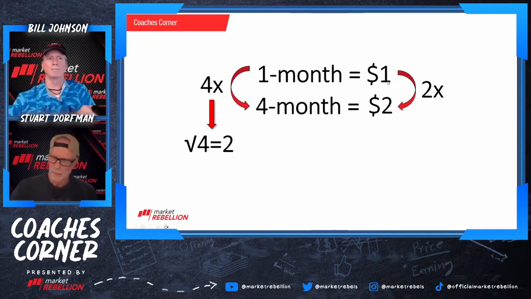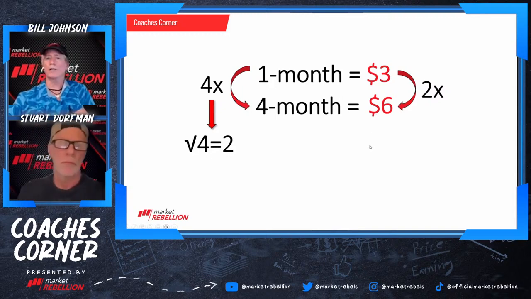So just for another example, if the 1-month option were trading for 3, multiply it by 2, the 4-month option would be trading for 6. But notice it's not because there's 2 times as much time. There's 4 times as much time, and therefore it's got twice the value.